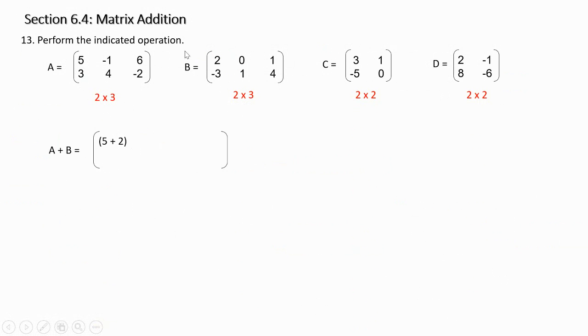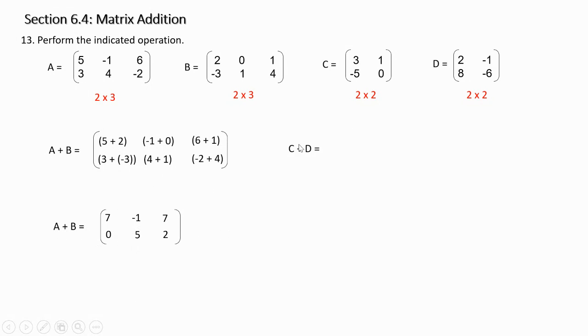So it's going to be 5 plus 2, and then -1 plus 0, and 6 plus 1, and then 3 plus -3, 4 plus 1, and -2 plus 4. So after we simplify, it's going to give us 7, -1, 7, 0, 5, and 2. So this is the solution for matrix A plus matrix B.